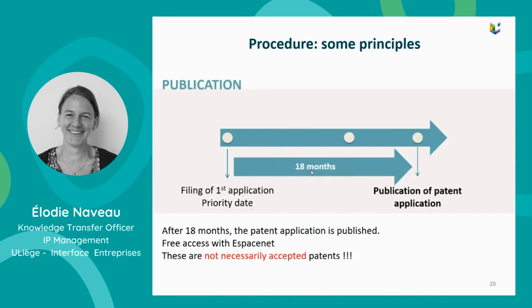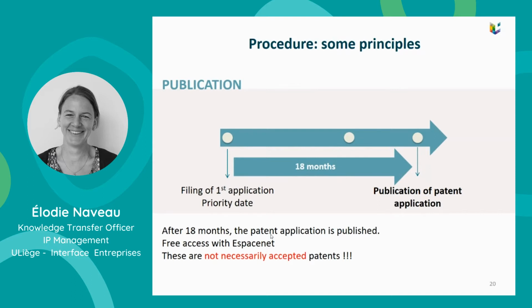So another principle is the publication. I already mentioned it. When you first file an application, after 18 months, you have the publication of the patent application. You have a free access with EspaceNet. And yes, I can already answer the question that was raised in the chat. EspaceNet is a freely accessible database. You will see further after the break how we can access it.